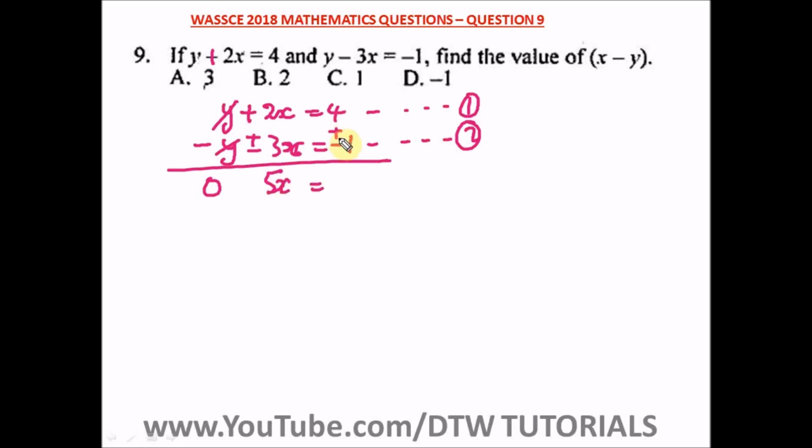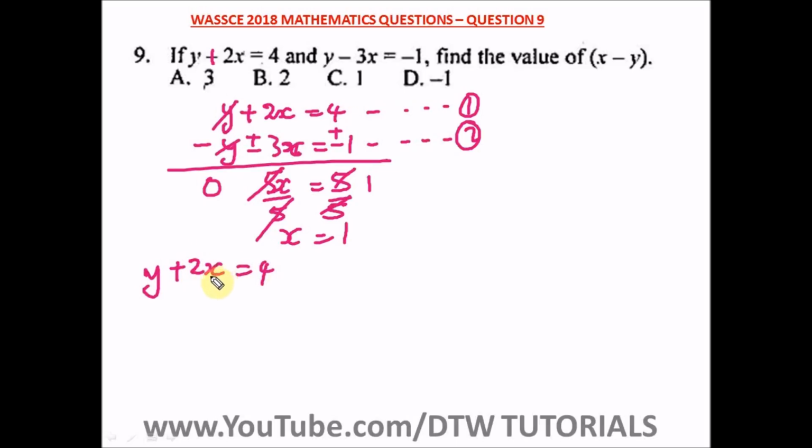So we have here plus 2x plus 3x will give us 5x equal to 4 plus 1 will give us 5. So to get our x, we divide both sides by 5. 5 will cancel, and we have x is equal to 5 over 5, which cancels as 1, so x is equal to 1. So since we have x is equal to 1, let's put in the value of x equal to 1 into any of the equations. Let us choose equation 1.